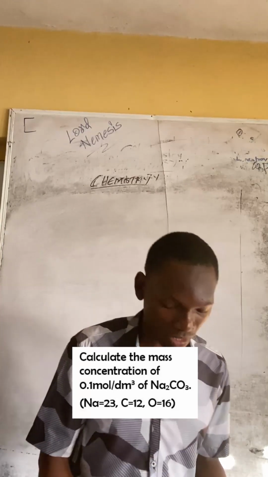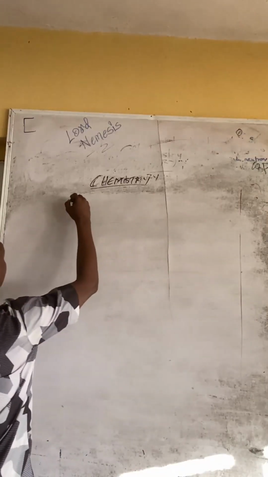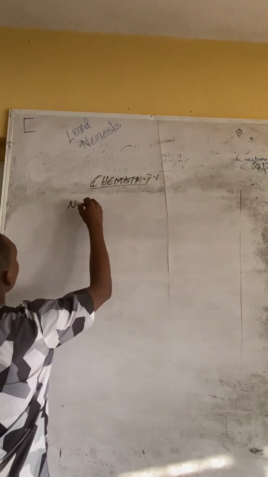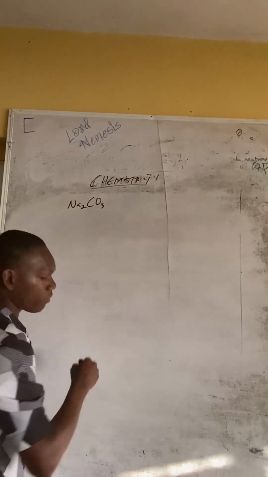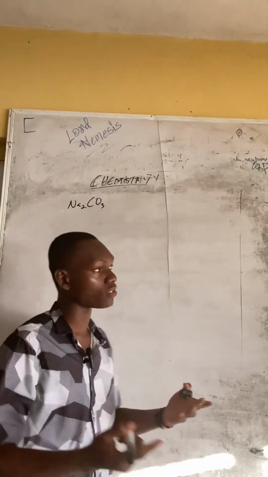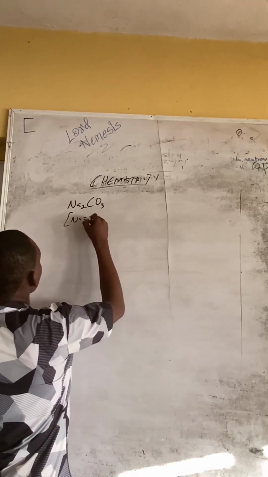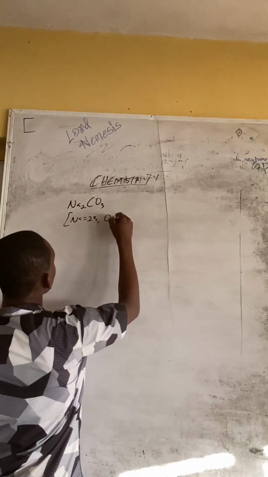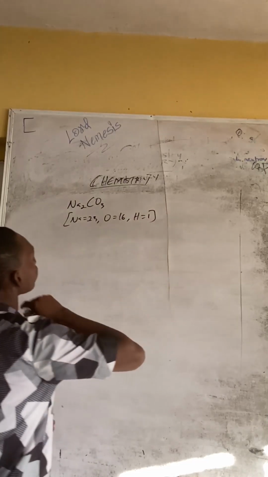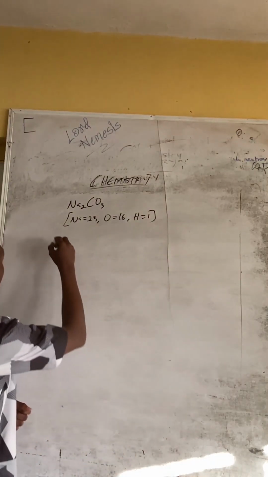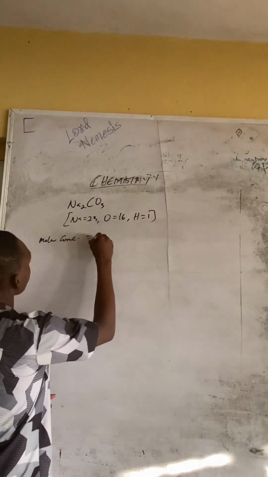Now, what are we given in that question? We are given the molar concentration. First of all, the particular compound is sodium carbonate, right? Sodium carbonate. And we are told that sodium is 23, oxygen is 16, and hydrogen is equal to 1. Also, we are given the molar concentration to be equal to 0.1.